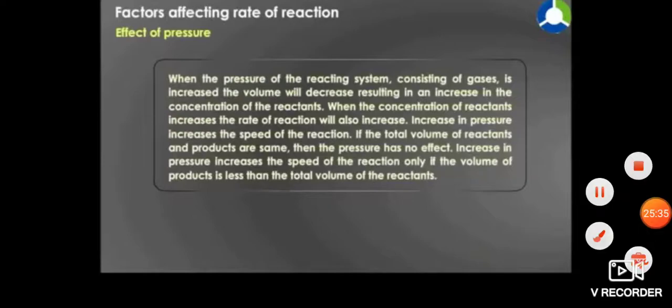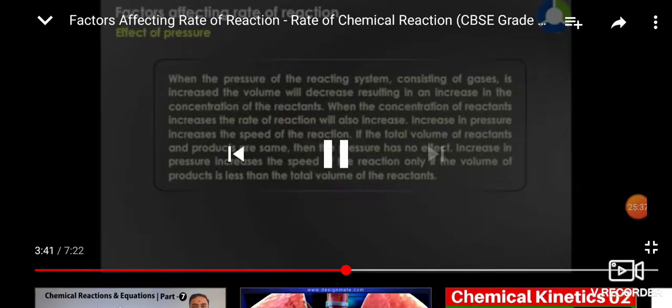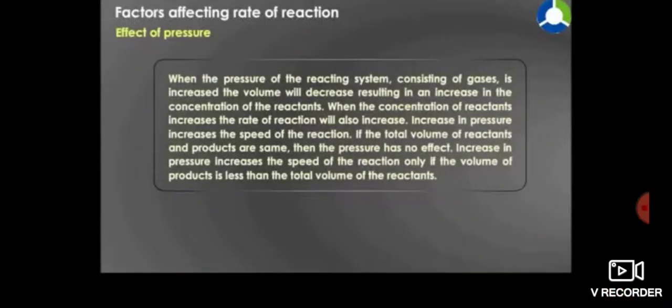Effect of pressure. When the pressure of the reacting system is increased, the volume will decrease, resulting in an increase in the concentration of the reactants. When the concentration of reactants increases, the rate of reaction will also increase. Increase in pressure increases the speed of the reaction. If the total volume of reactants and products are the same, then the pressure has no effect.